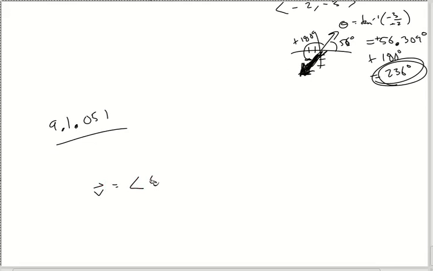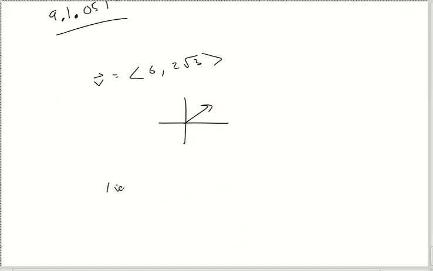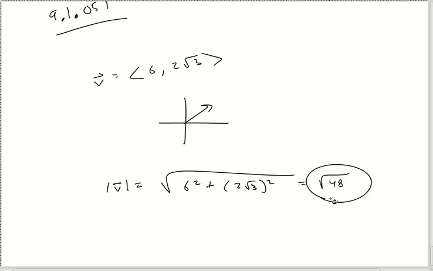v is equal to 6 comma 2 square root of 3. Again, notice that they're both positive, so we're seeing something here in quadrant 1. Everything should be fine here. Magnitude of v is going to be the square root of 6 squared plus 2 square root of 3 all squared. Math. 36 plus 12. Again, 4 times 3 is 12. Square root of 48. And I know that'll reduce, but here I box it in.